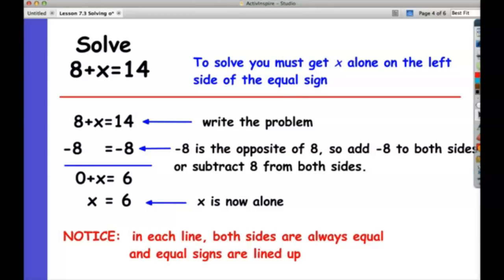So 8 minus 8 equals 0, so x is all that's left on the left side, and you've got 14 minus 8 equals 6 on the right side, so x equals 6. Again, plug your 6 back in for your variable and see if it's correct. So 8 plus 6 equals 14, so you know you are correct.